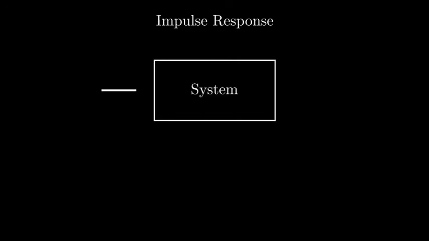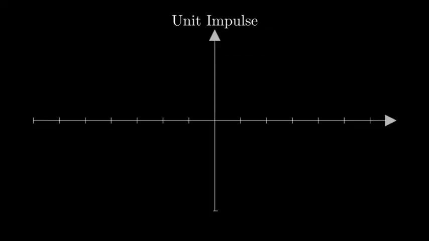Let's understand impulse response. If we have a system, we give an impulse as input to the system, and the corresponding output is called the impulse response of the system, usually denoted with h of t. The unit impulse signal has one unit value at 0, and everywhere else it's 0.